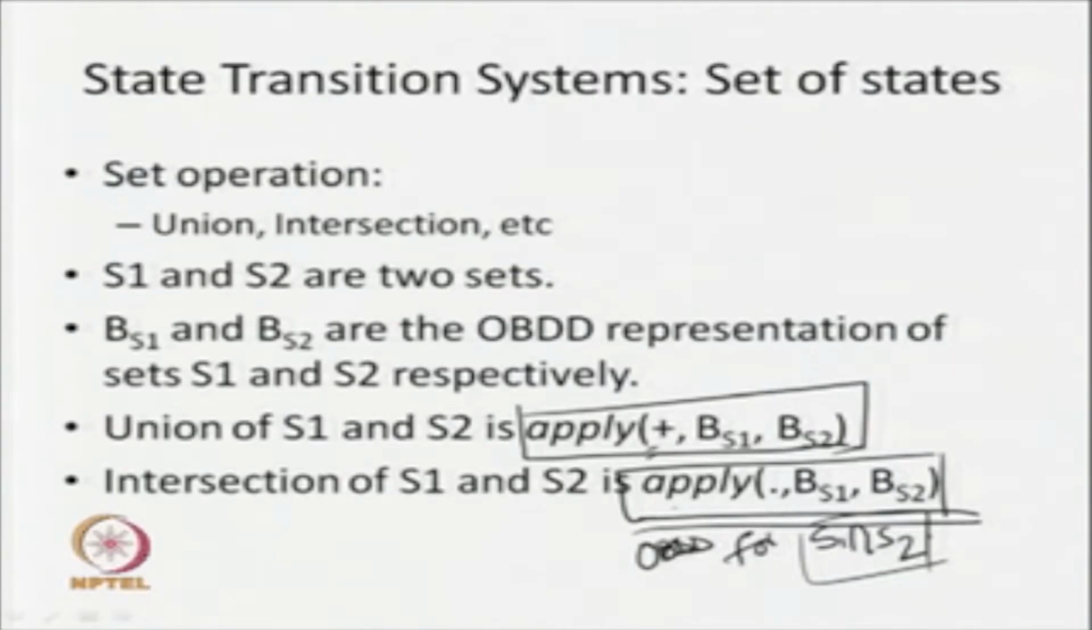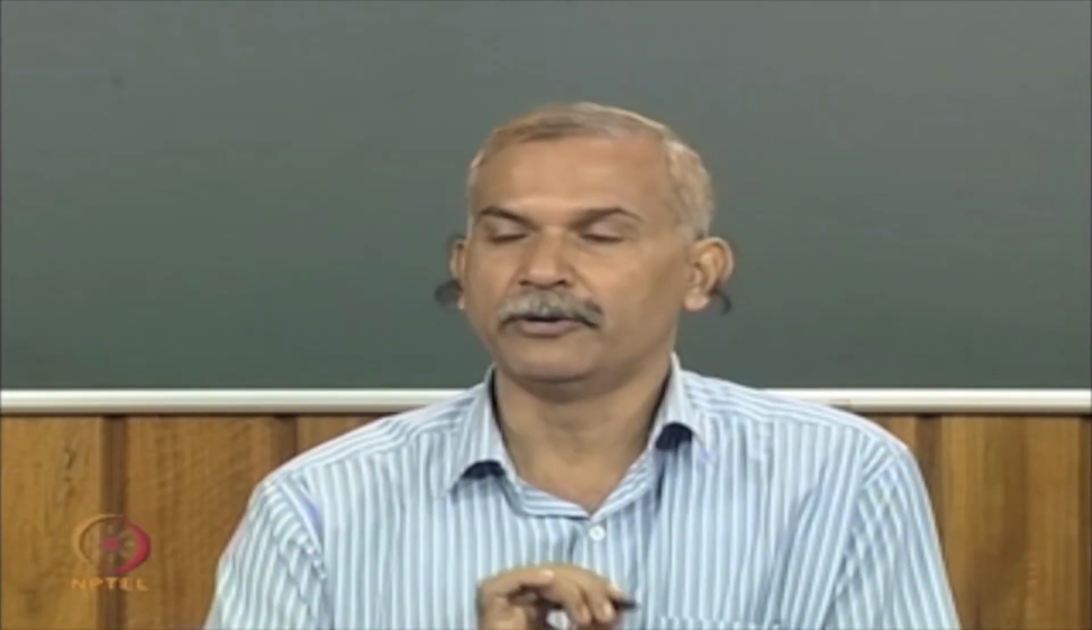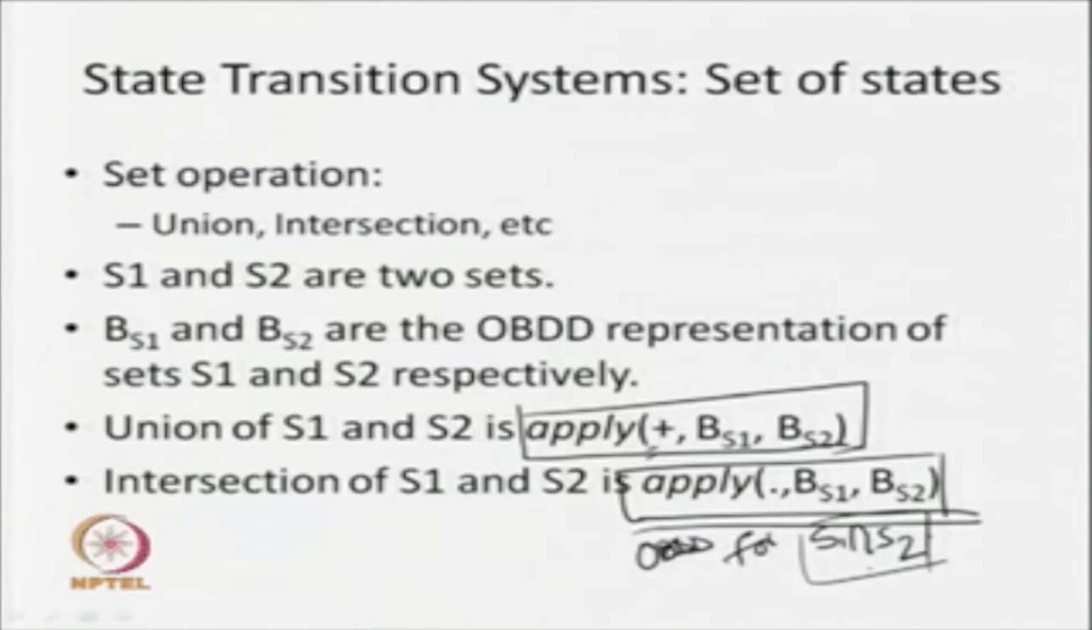Again, you should remember one thing: when we use this apply algorithm, both the BDDs must have compatible variable ordering. That means they should have the same variable ordering, and the variable ordering of our resultant BDD is also the same as those input BDDs. But whatever OBDD we get may not be a reduced one. So, after that what happens? I can use this reduce algorithm to get the ROBDD for this intersection operation.